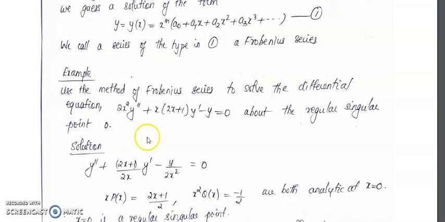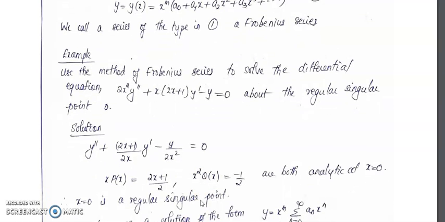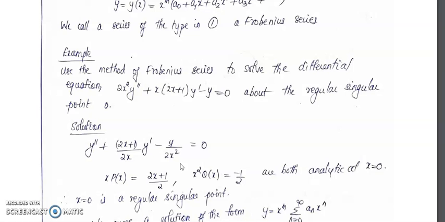The only singularity is x equal to 0. Let us check first of all whether it's a regular singular point or not. If we take x into p of x, you will get 2x plus 1 by 2. This is an analytic function. Similarly, x square q of x gives minus 1 by 2, a constant, which is again analytic. So x into p of x and x square into q of x are analytic. Therefore the singularity x equal to 0 is a regular singular point.